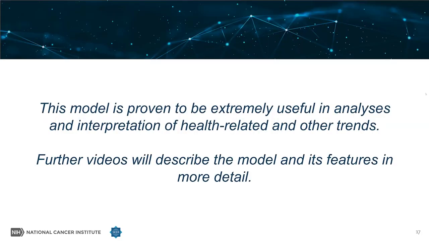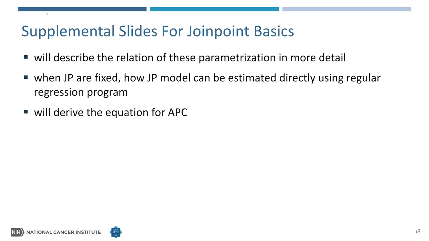This model is proven to be extremely useful in analysis and interpretation of health-related and other trends. Further videos will describe the model and its features in more detail. We also provide additional supplemental slides to describe the relation of this parameterization in more detail. Also, we will show when joint points are fixed, how the joint point model can be estimated directly using a regular regression program. Finally, we will derive the equation for APC.